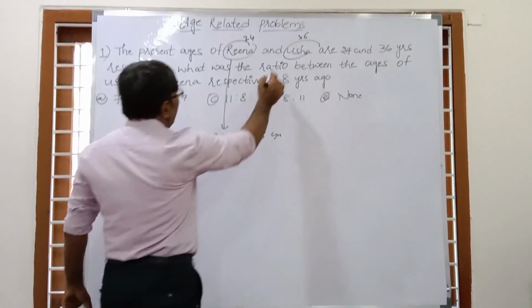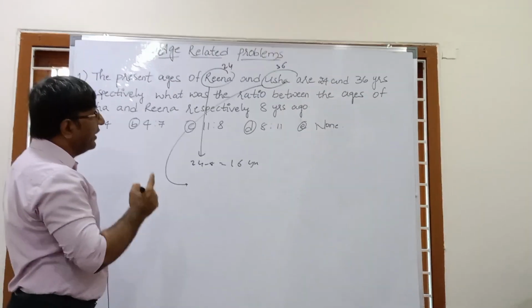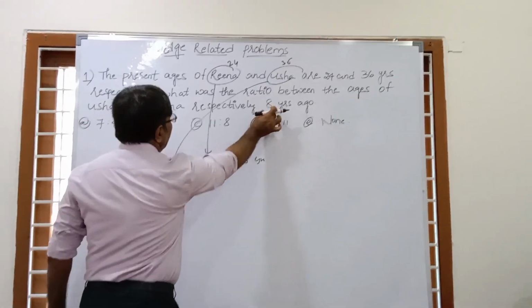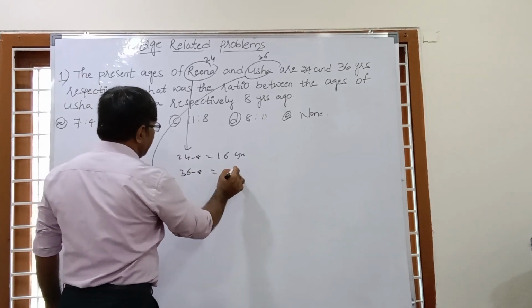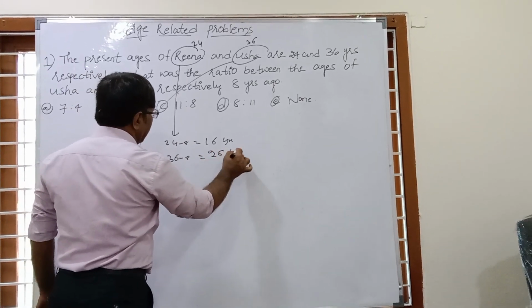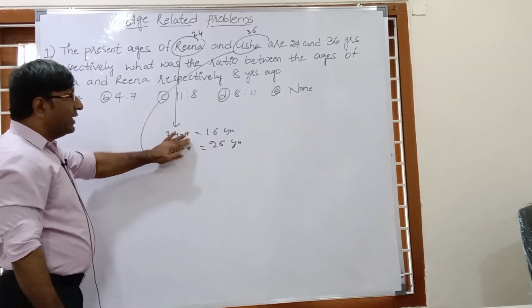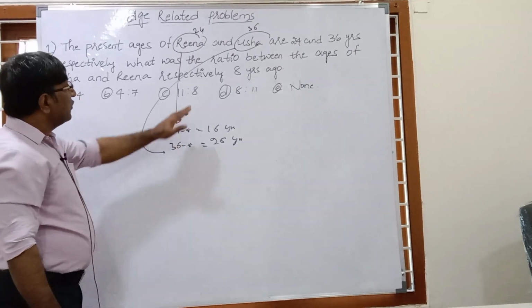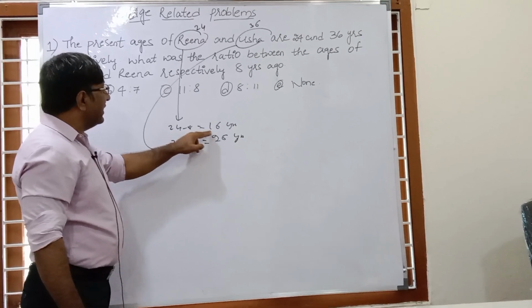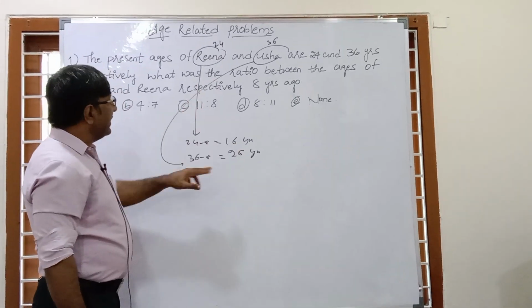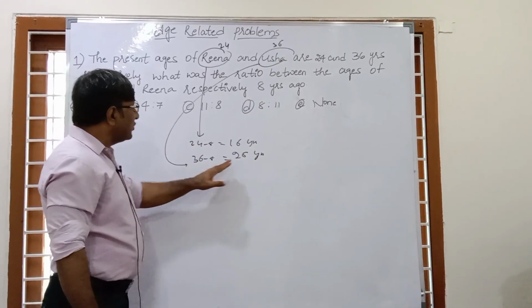In the same way, Usha's present age is what? 36 years. And now we have to find Usha's age 8 years ago. So 36 minus 8, and this is 28 years. So this is the technique: if it is ago, then we have to subtract, and if after, then we have to add. So 8 years ago, Reena's age was 24 minus 8, that is 16 years. And Usha's age 8 years ago is 36 minus 8, that is 28 years.